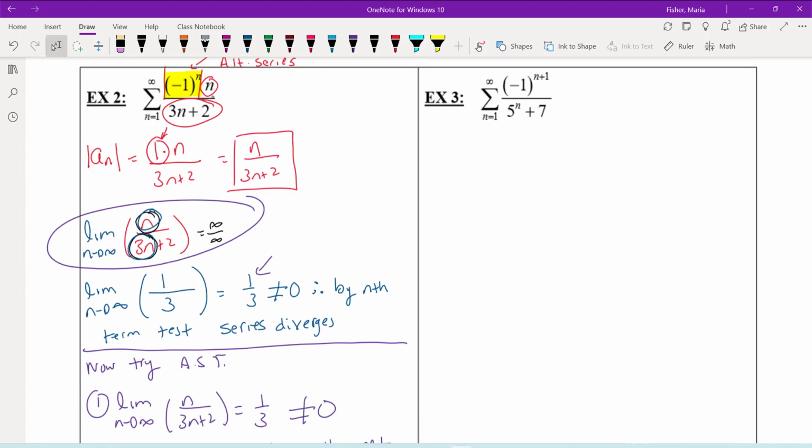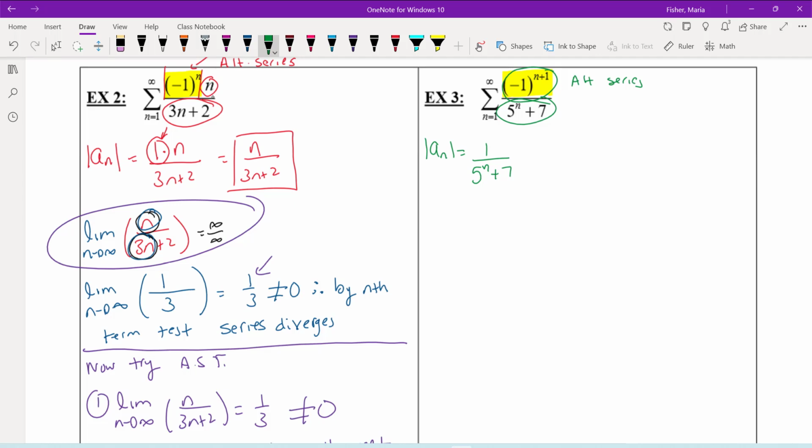Number 3, the sum from n equal 1 to infinity of -1 to the n plus 1 over 5 to the n plus 7. The first thing we do is find the absolute value, because we notice that this guy here is an alternating series. Well, the absolute value of a sub n is just going to be 1 over the denominator, which is 5 to the n plus 7.